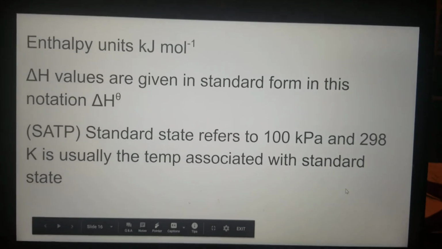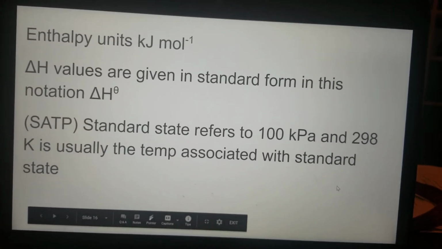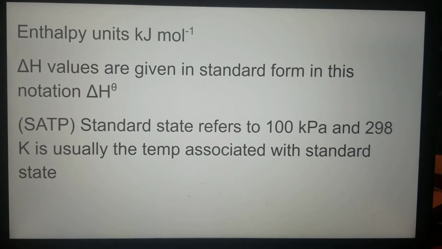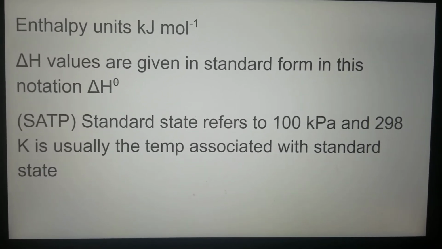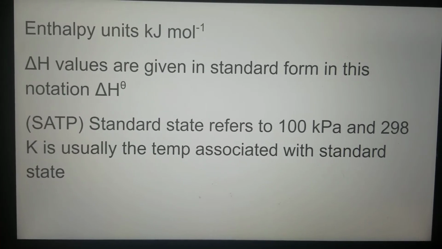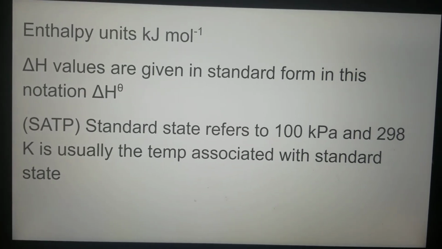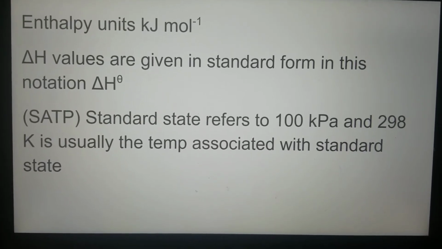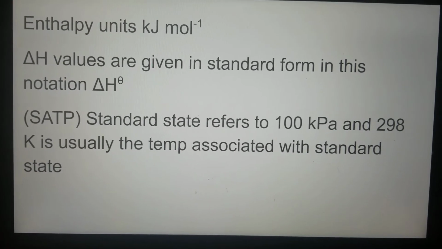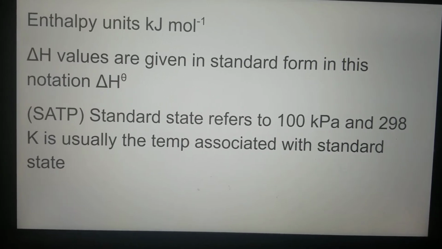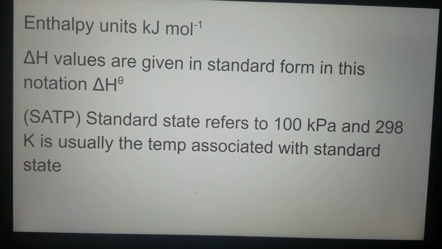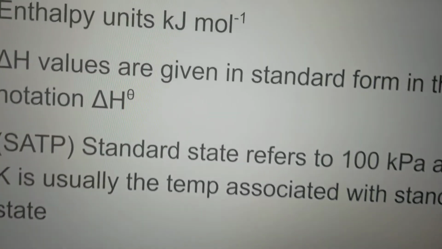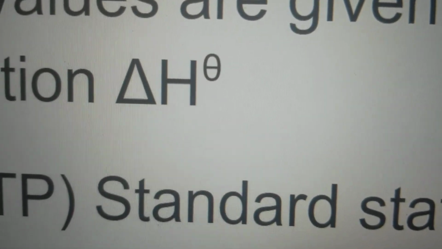Okay, guys, we have to learn 4 different ways of calculating delta H. Do you remember delta H from last year? We learned about enthalpy. It's another word for heat, but it's like enthalpy given. It's the heat that is required or given off during a chemical reaction. So the units of enthalpy are kilojoules per mole. The delta H values are going to be given in standard form in the following notation. Delta H with a little theta symbol at the top.